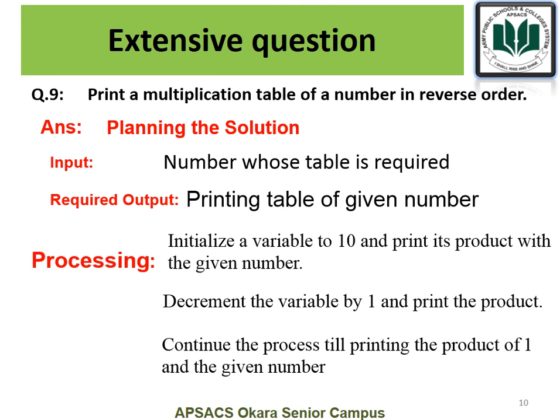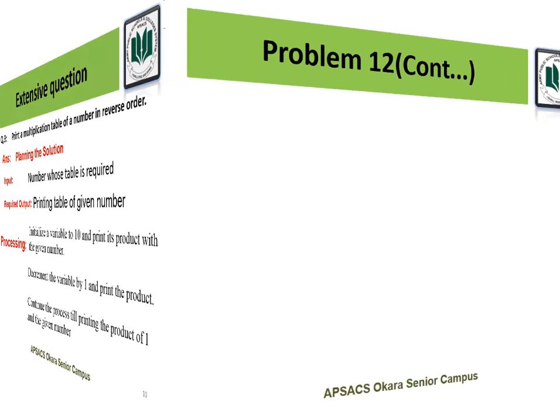In problem number 12 of the textbook, we started with the value 1 and we incremented the value of k up till 10. In this problem, we will be decrementing the value of k up till 1. Decrement variable by 1 and print the product. Continue the process till printing the product of 1 and given number. So let's start.